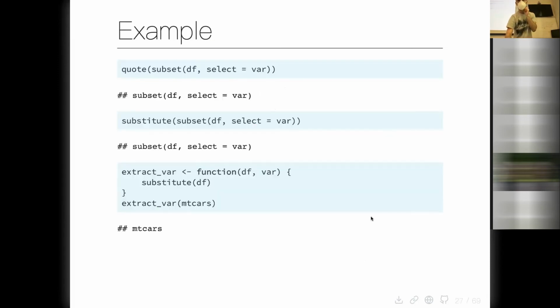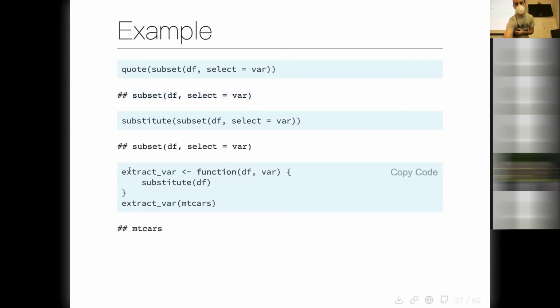Okay, so here's an example. We say quote, and then we have some R code, right? subset df select equals var. Quote returns that, right? It just quotes the thing that you gave it. It could be anything, any R code. It doesn't even have to be R code. It could just be like whatever. Whatever it is, it's just going to quote that. Substitute does the exact same thing if it's outside of a function. But when it's inside of a function, it does something different.